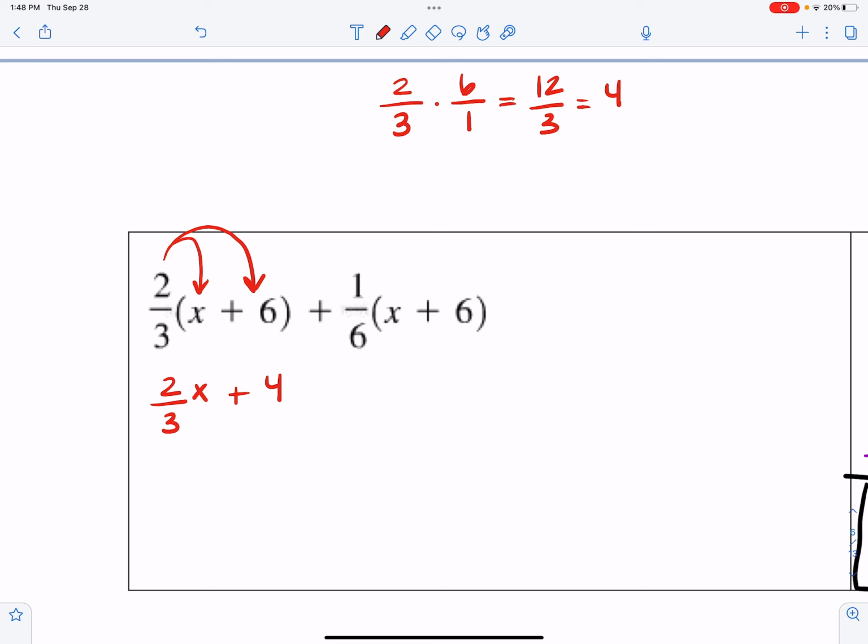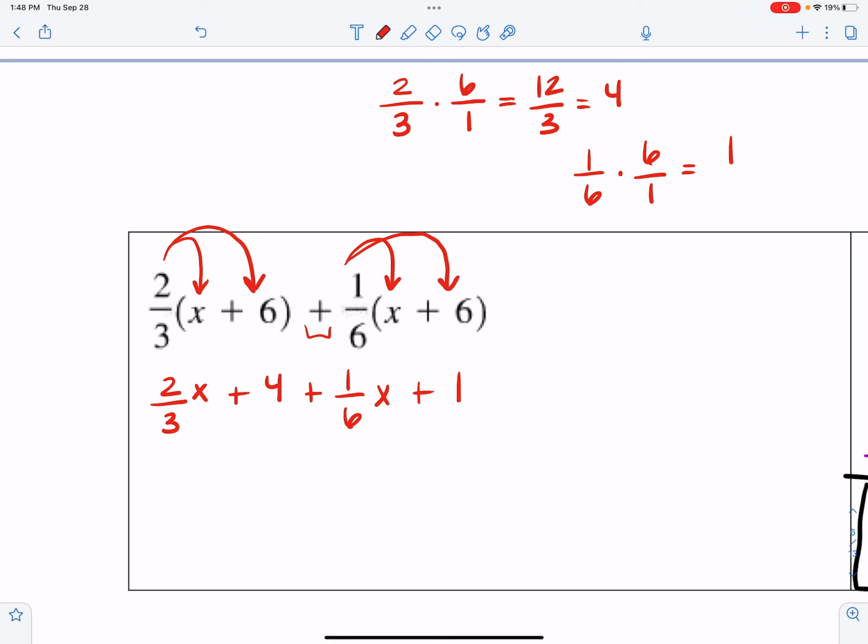And then over here, make sure when you distribute, you note the sign, all right? This is a positive 1/6. So I'm going to have 1/6 x, and then 1/6 times 6, 6/6. So this is going to give me 1.